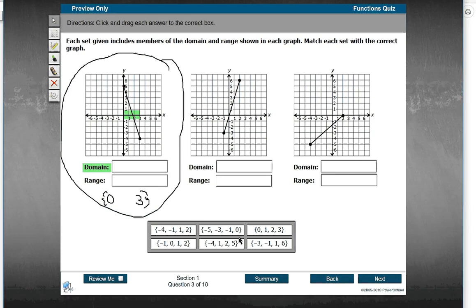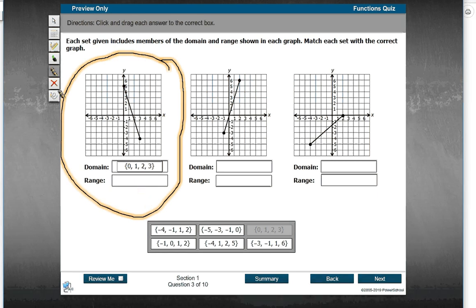lower than 0? Well, if you look, all of these have negative numbers, meaning this has a negative, this has a negative, this, and that. These all have negatives. So right away, I just have to look for the one that only has 0 and 3, and so I'm left with that. So I'm left with the domain of 0, 1, 2, and 3. Okay.